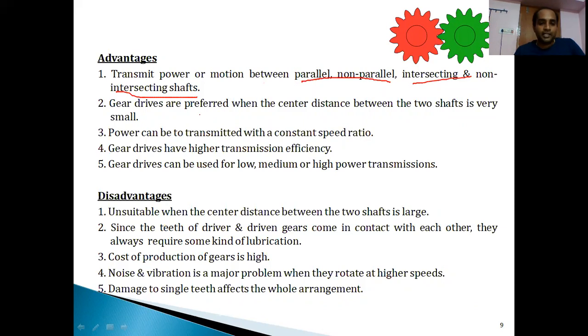Then, why are we preferring gear drives this time? As I told you, the distance between the shafts is very, very small. That is the reason we are preferring gear drives.